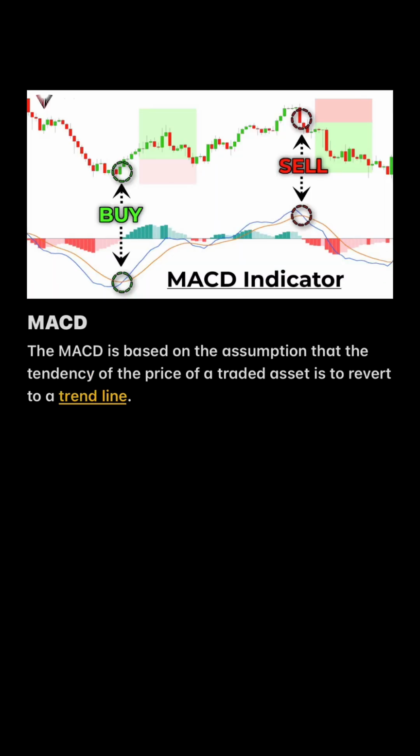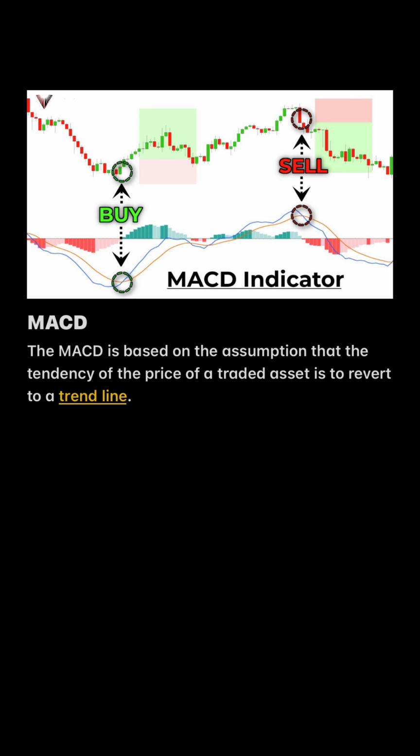The MACD is based on the assumption that the tendency of the price of a traded asset is to revert to a trend line. Basically, you can see from the picture there, the MACD is on the bottom and the regular price action is on the top. When the MACD crosses, and in this case, the blue line is the actual line and the orange line is the signal. When the blue line crosses the signal line, you can notice on the chart the price action is indicating a buy because you have continued uptrending pressure.